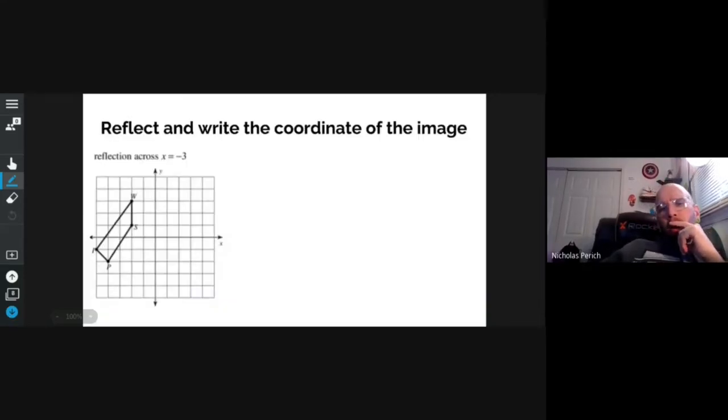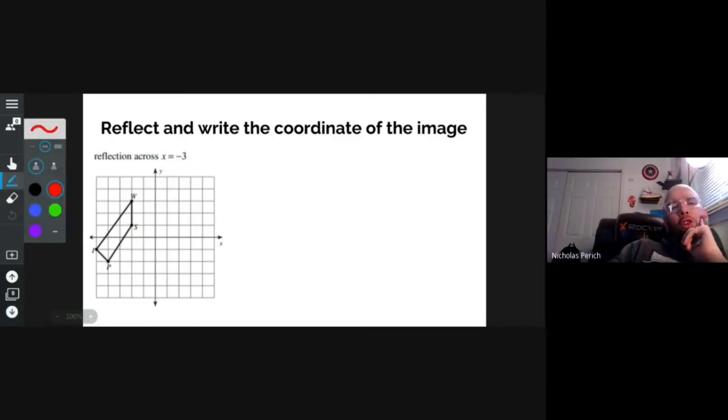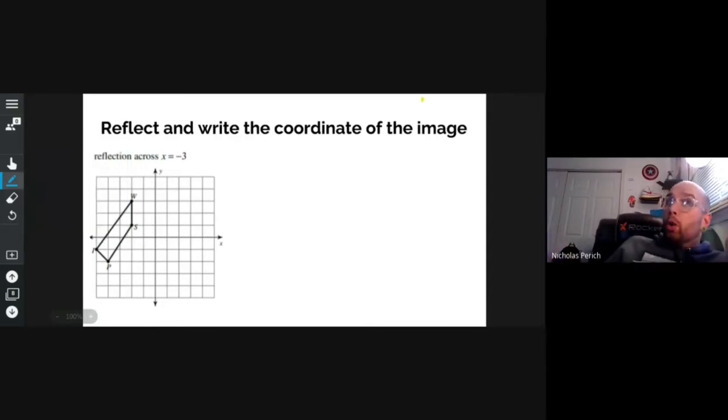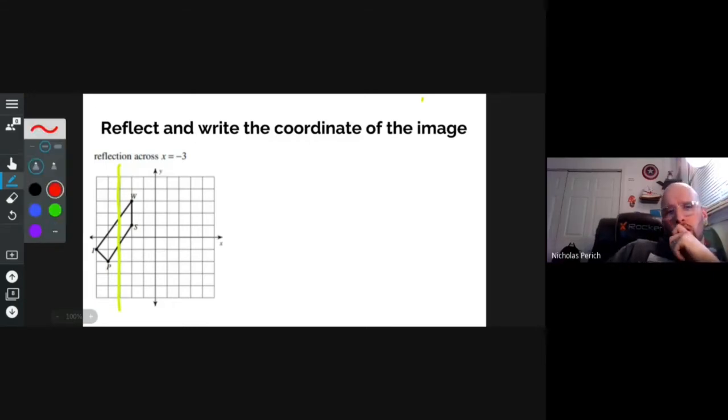Reflect and write across, write the coordinates of the image. I must have written out coordinate the entire time. Now I'm doing a reflection across x equals -3. So if y equals -2 is going to be a horizontal line across -2, then it's fair to assume that x equals -3 is going to be a vertical line over -3. And if that is what you assumed correctly, boys and girls, congrats to you. Now let's draw our lines out. Okay. Draw our points out.